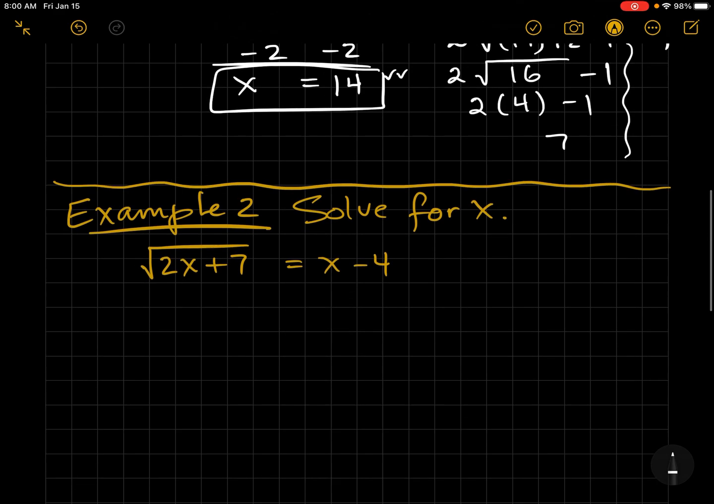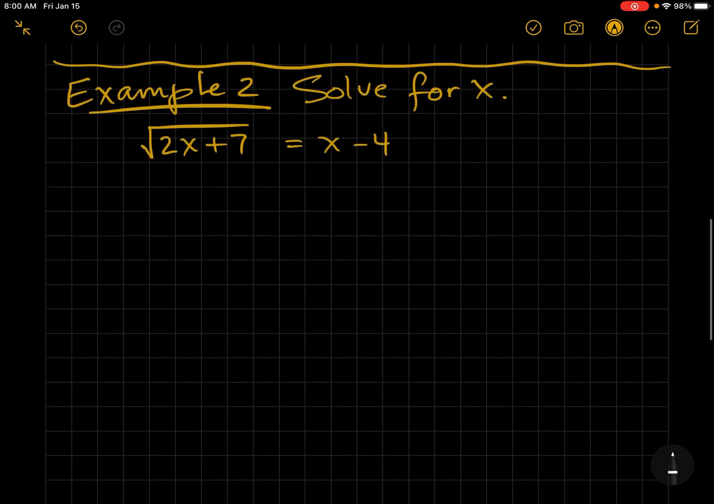Okay, let's move on to example 2. Why don't you pause the video and give it a try? You might be able to figure it out. Okay, we already have the radical isolated. So I'm going to square both sides. We have 2x plus 7 equals.